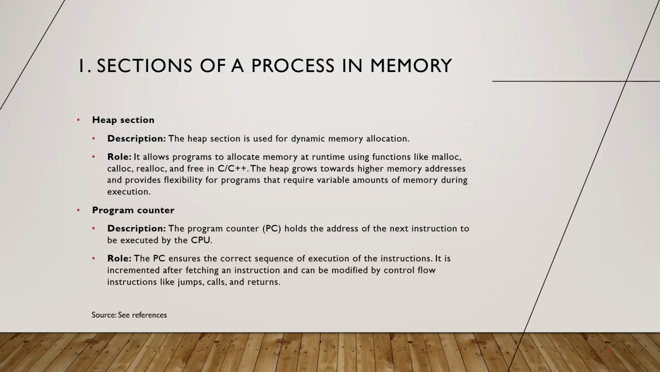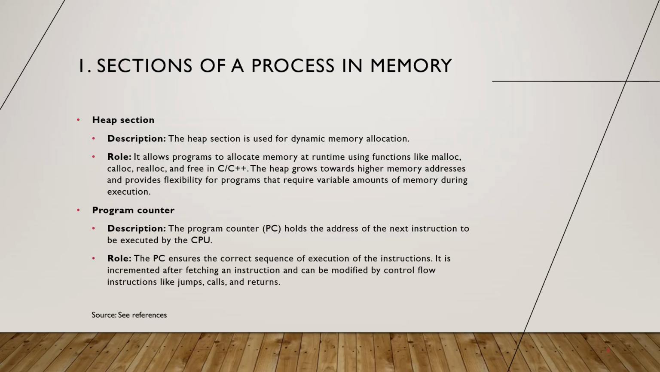Next one is heap section. The heap section is used for dynamic memory allocation. It allows programs to allocate memory at runtime using functions like malloc, calloc, realloc, and free in C, C++. The heap grows towards higher memory addresses and provides flexibility for programs that require variable amounts of memory during execution.